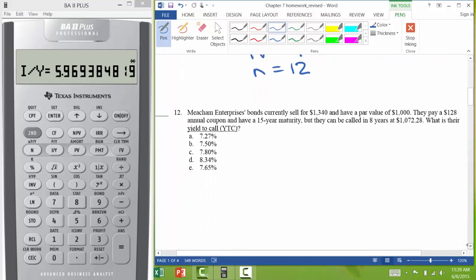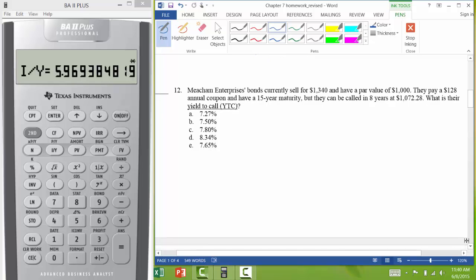So if I go down to the next one, it's question 12, and let's see. I'm going to look in here and I found the word annual coupon. I kind of just look for that first. And they currently sell for $1,340, have a par value of 1,000. They pay a $128 annual coupon and have a 15-year maturity. But they can be called in 8 years at 1,072.28. So the question is, what is their yield to call? And that's different from yield to maturity like we were solving for before.